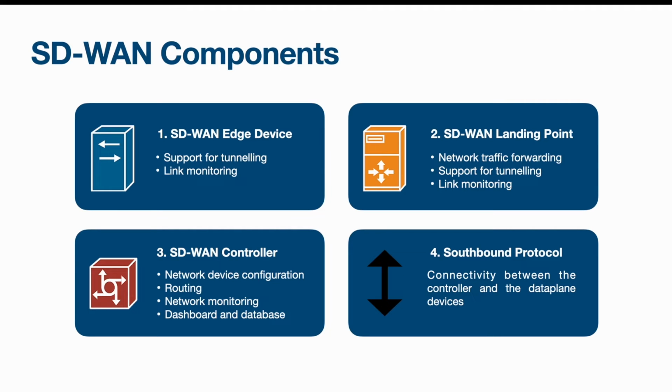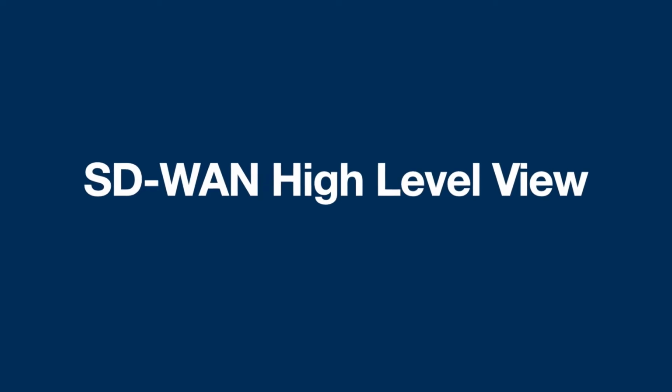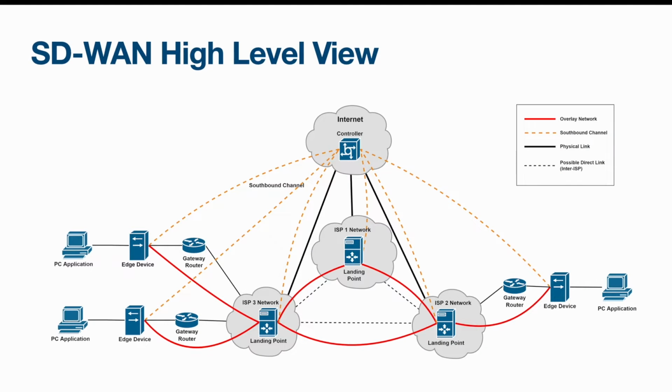These are the components we have built in order to realize our SD-WAN. The first two, SD-WAN edge device and SD-WAN landing point, are data plane devices. These devices carry out packet forwarding in our SD-WAN. The third component is the SD-WAN controller. This is in the control plane, and it has visibility and maintains control over the entire SD-WAN. In addition to these three components, we have also built a simple protocol for the communication between the control plane and the data plane.